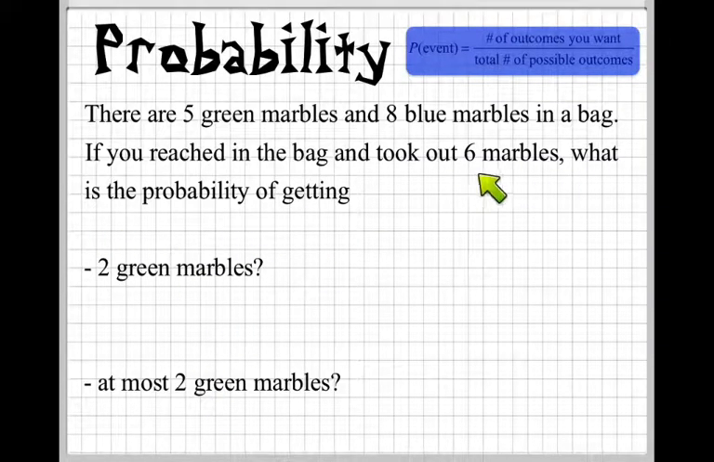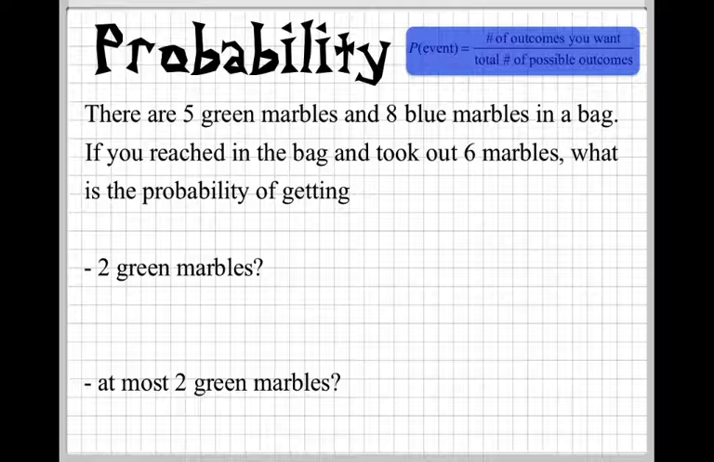Because we're taking out 6 at a time, we're assuming that order does not matter. There's no "and then." And it doesn't say that we're replacing anything, and so it's without replacement. We know that order doesn't matter. Because order doesn't matter, we have to use combinations.